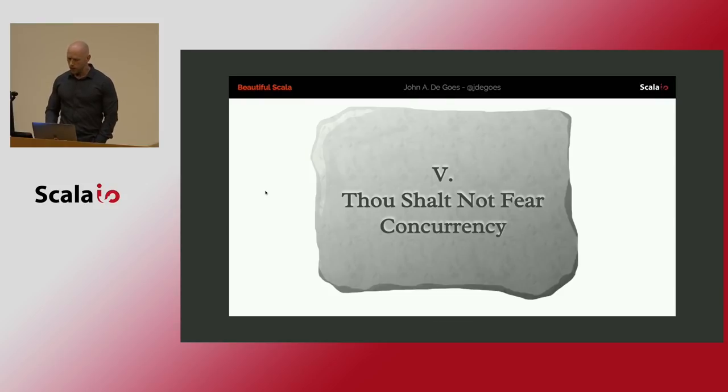Thou shalt not fear concurrency. Concurrency can be a terrifying topic, but there are ways using FP to make it very simple. So let's take a look at them.